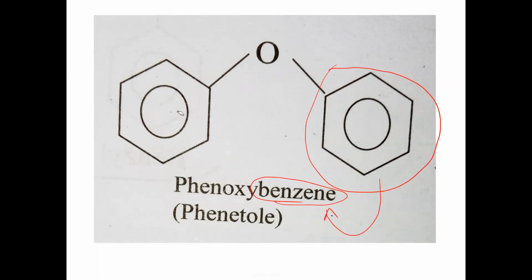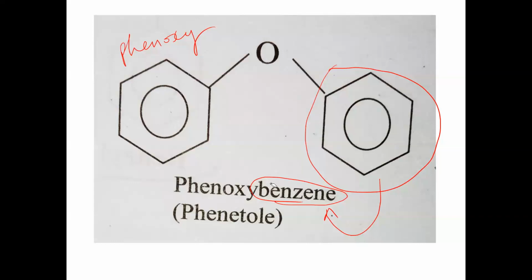And the other benzene ring with oxygen is called the phenoxy group. What is phenoxy? Phenyl, C6H5, and oxy. That's why it is called phenoxy. So this is the phenoxy group, the remaining part, attached to the benzene ring. Phenyl and oxy make phenoxy, so the compound is phenoxybenzene.